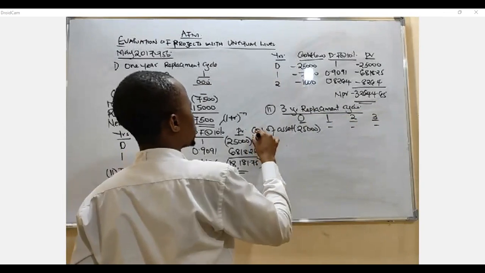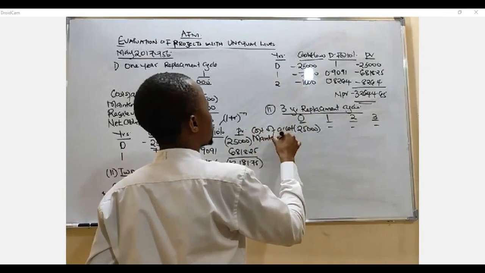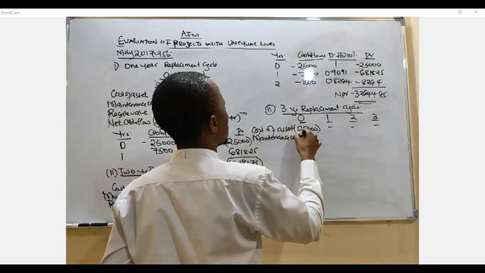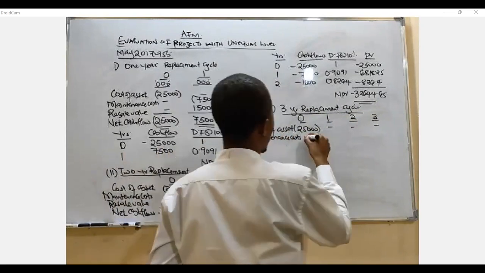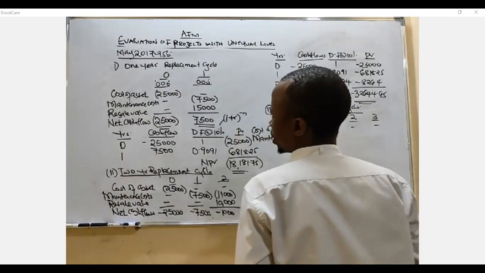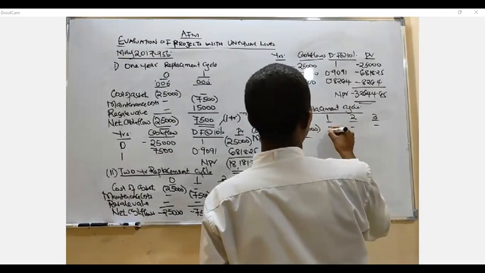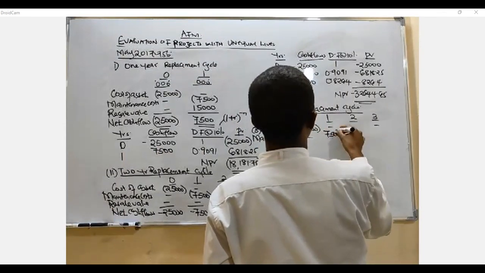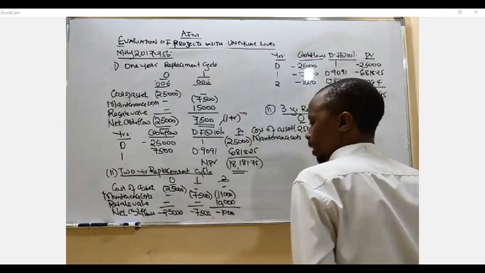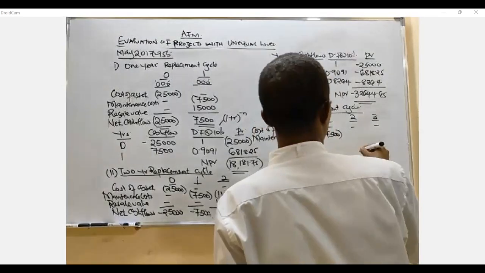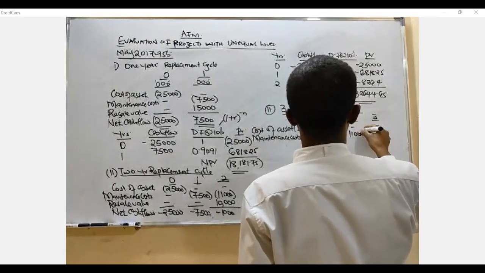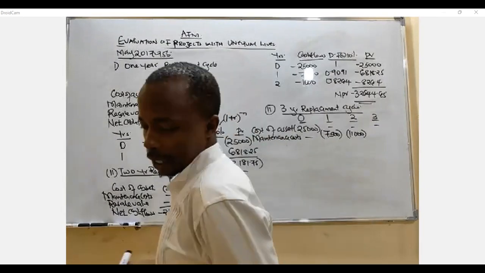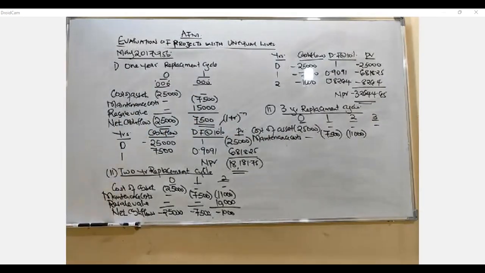Then we go to the maintenance costs. Year 0, we don't have any. Year 1, we have 7,500. Year 2, we are going to be taking what? It is 11,000. Year 3, how much do we have? At year 3, we have a maintenance of 12,500.